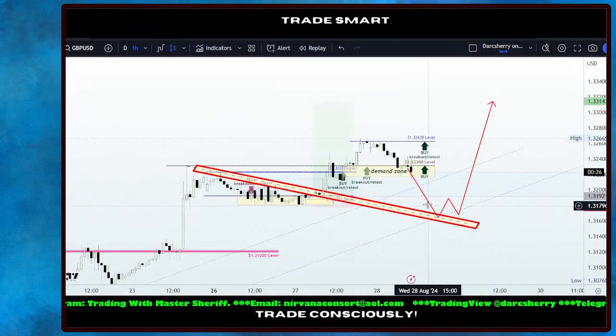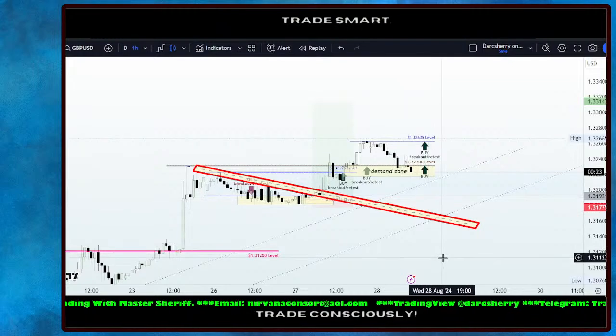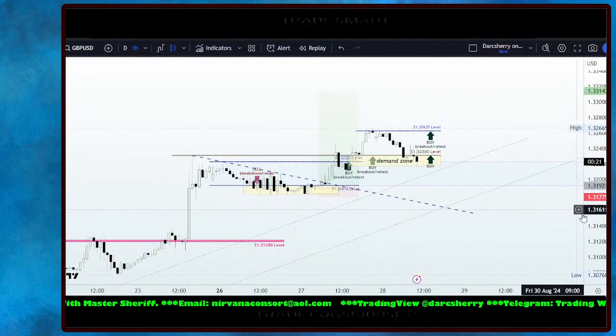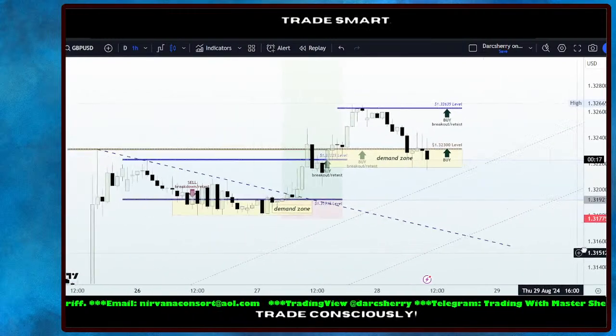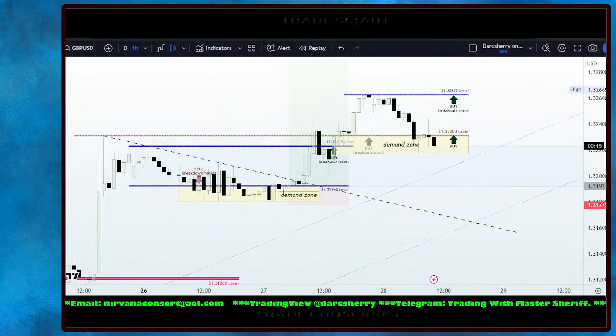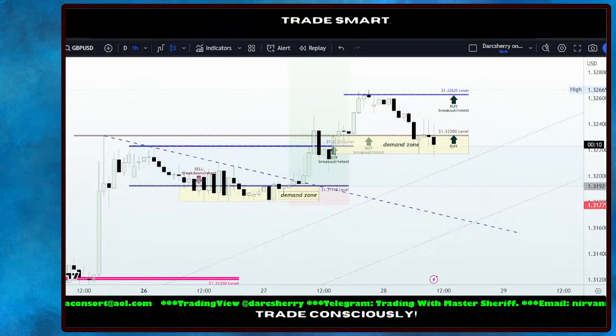So I still maintain a bullish bias on the GBPUSD based on this technical structure we see on the chart, and of course the fundamental factors behind the scenes. So this is my simple view on the GBPUSD for today's trading session. I hope I made myself very clear.